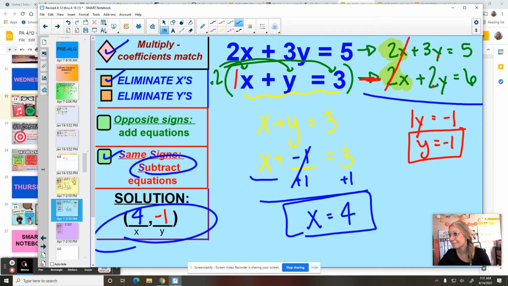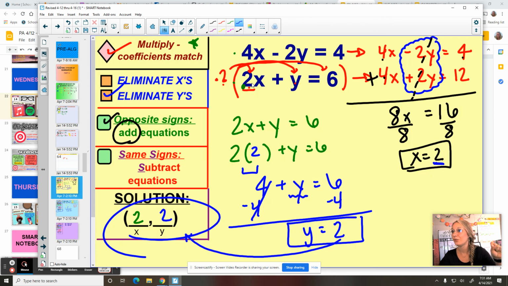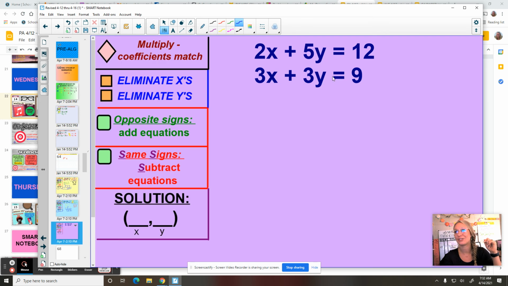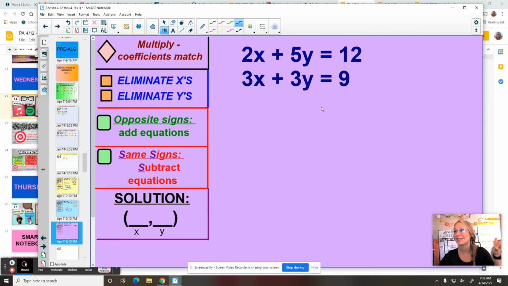And then we just plug it into our coordinate pair here, and that's our solution. In both of the examples that I've gone over so far, we only had to multiply one of our equations to get our x's to match or to get our y's to match. The last example I'm going to show you won't exactly be that easy.